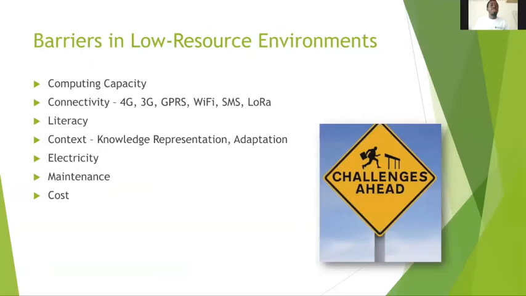All right, so the problem we have are the barriers. Now, when we come to the kind of places we are talking about, the rural areas in, let's say, northern Ghana, or in Mali, Burkina Faso, these are problems. We have computing capacity, connectivity issues, literacy issues. We have contextual issues. We have electricity issues, maintenance, and cost. These are some of the major ones I just want us to go over and understand what the problem is, and then what we can do about it in the solutions that we think about.